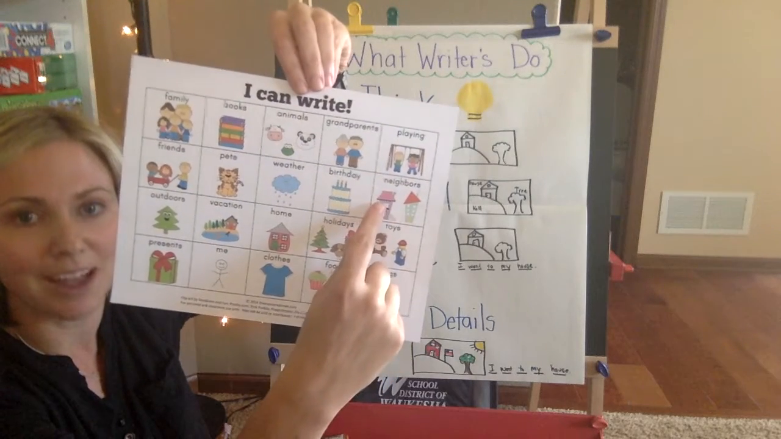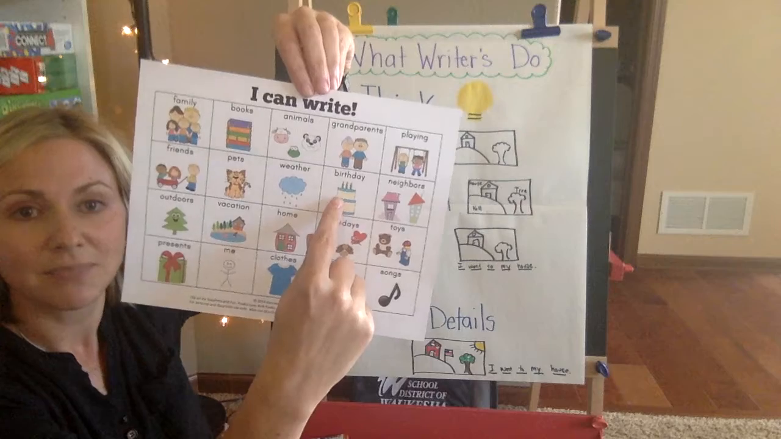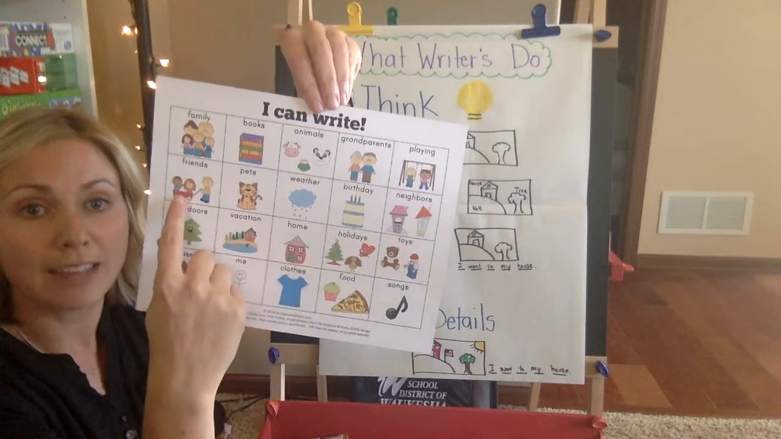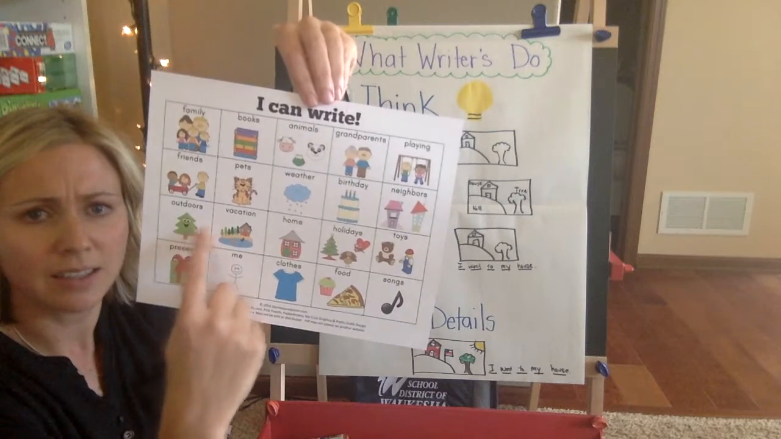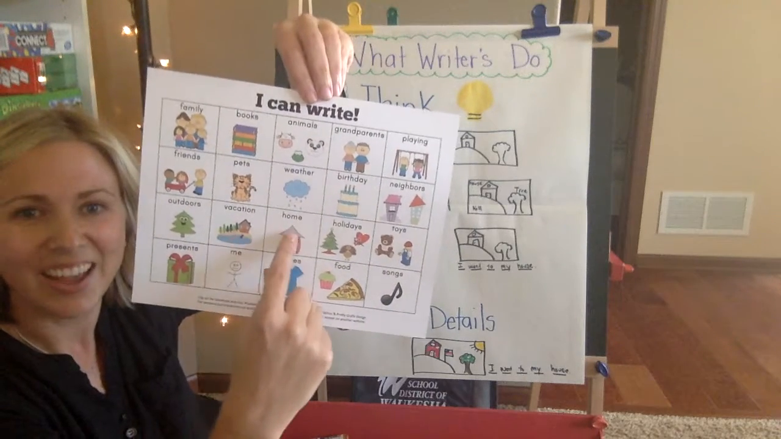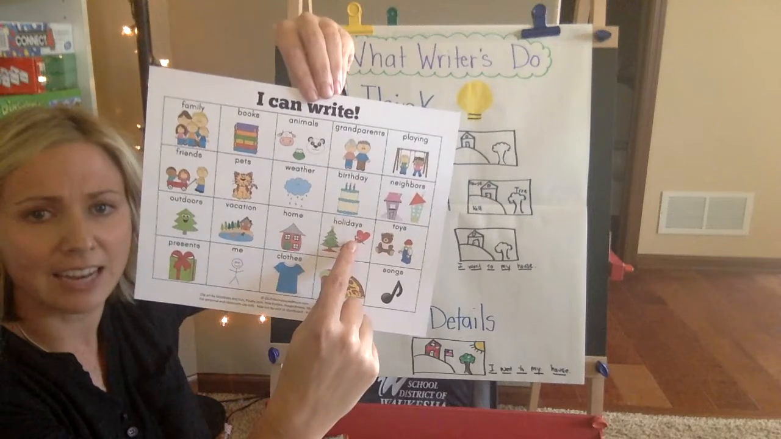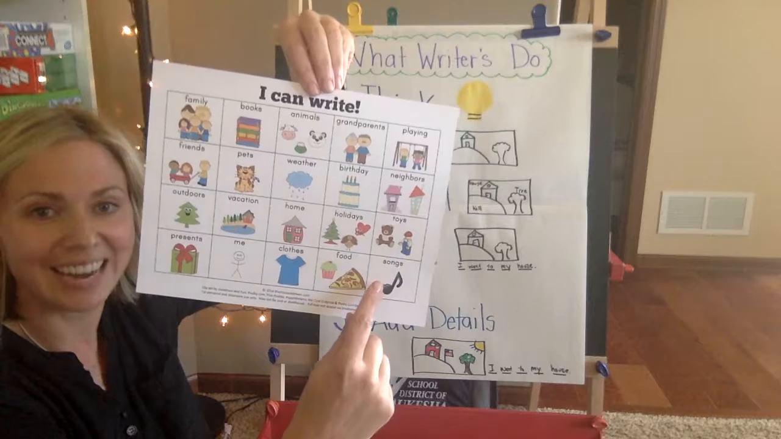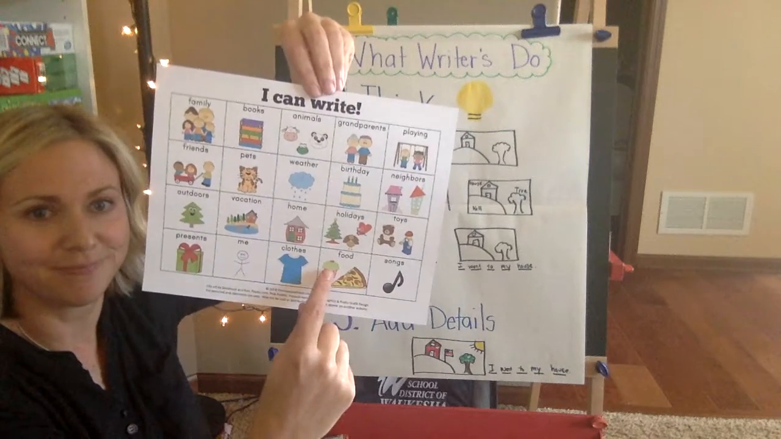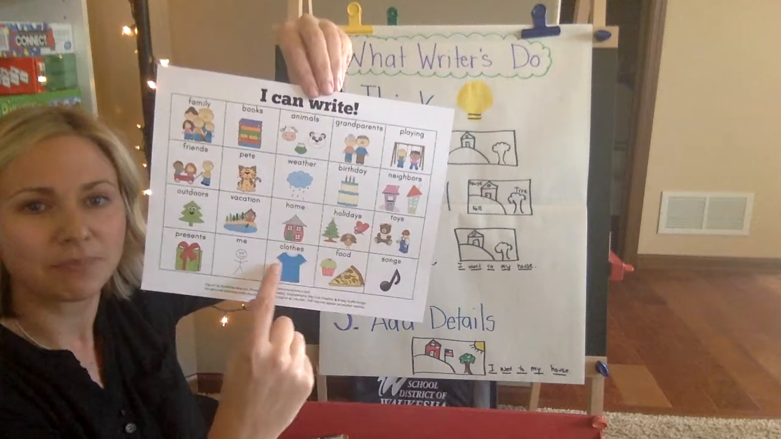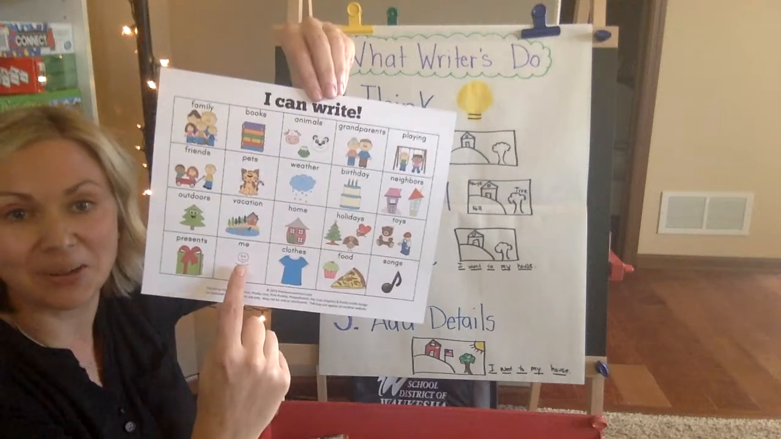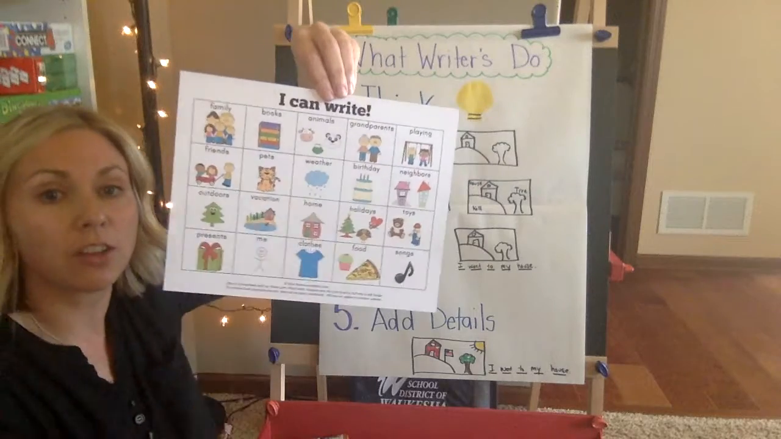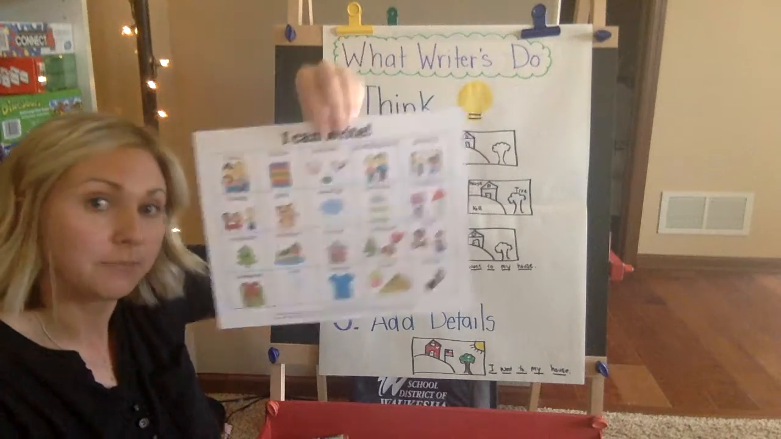We have fun neighbors by us. Birthday, weather, a pet, your friends, the outdoors. Then we have a vacation, home, holidays, toys, your favorite song or song you've been singing, favorite food, clothes, yourself, anything that you know about yourself, and maybe you got a fun present recently. So you get to look at this, decide what you want to write about.